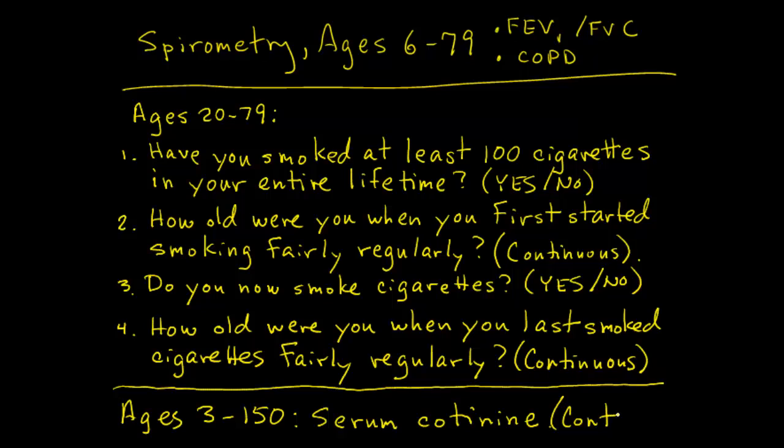Cotinine was a continuous variable. Now, cotinine is a metabolite of nicotine. And so this is a very objective measure of the amount of exposure to tobacco smoke that has occurred recently. So these are the variables that I'm going to consider for use in my models.